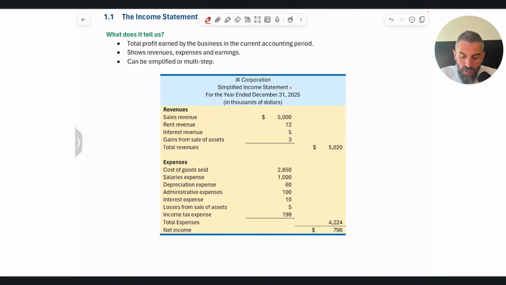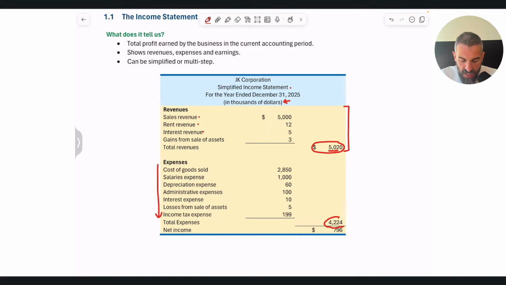Here you've got what we call a simplified income statement. A simplified income statement is called simplified because it really has only two sections. It has revenues, all of the company's different revenues. So sales revenue, for example, is the money you've made from sales, of course. Rent revenue, interest revenue, any other types of revenues or gains would go into that section. So we can see that for this company, they had a total of $5,020. Now, this is in thousands of dollars. So this is actually just over $5 million in revenues.